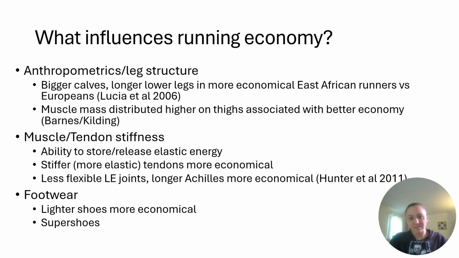Muscle tendon stiffness is a big one. Tendon stiffness refers to the ability of tendons to store and then release elastic energy. It's a positive trait. A stiffer tendon is more economical. It has more elasticity to it and will give you greater energy return. So better tendon stiffness does lead to better run economy. And actually, less flexibility also helps with this, just because there's a little bit more stiffness at lower extremity joints.